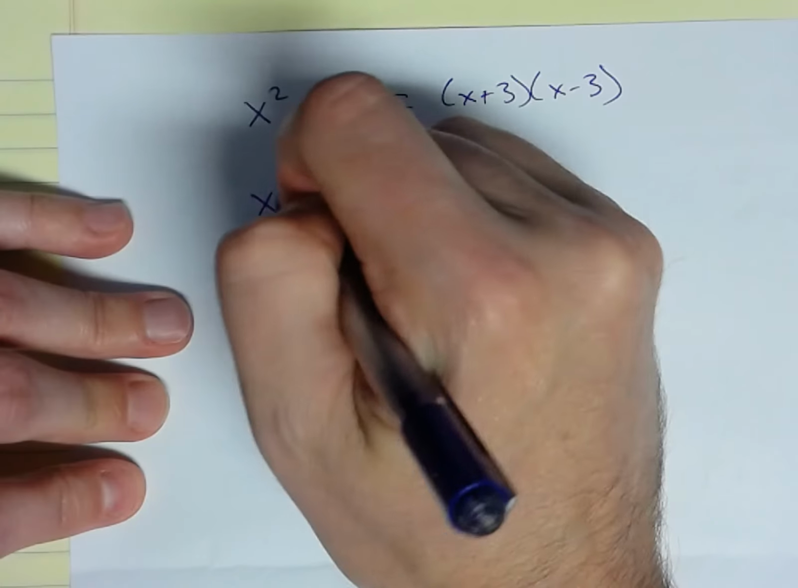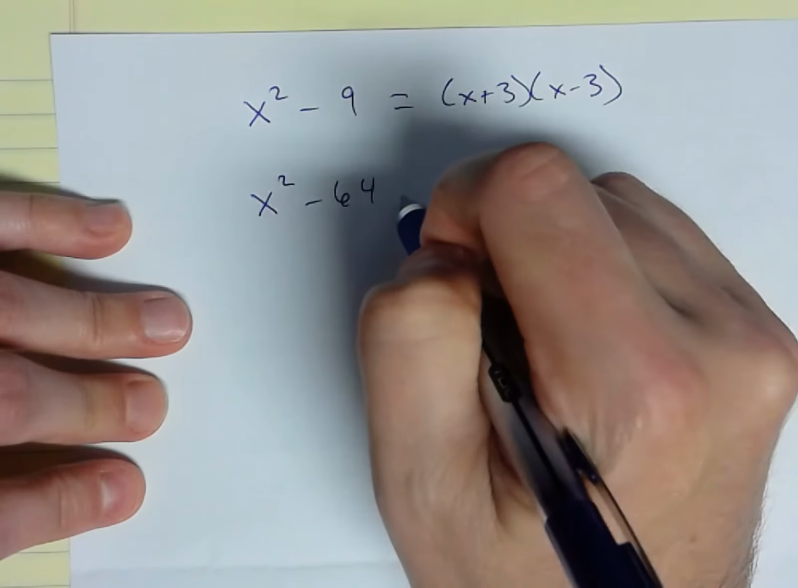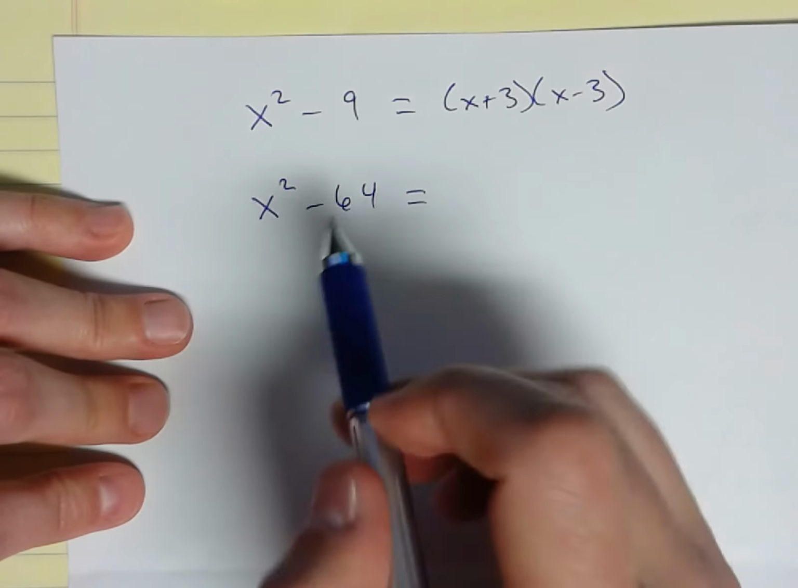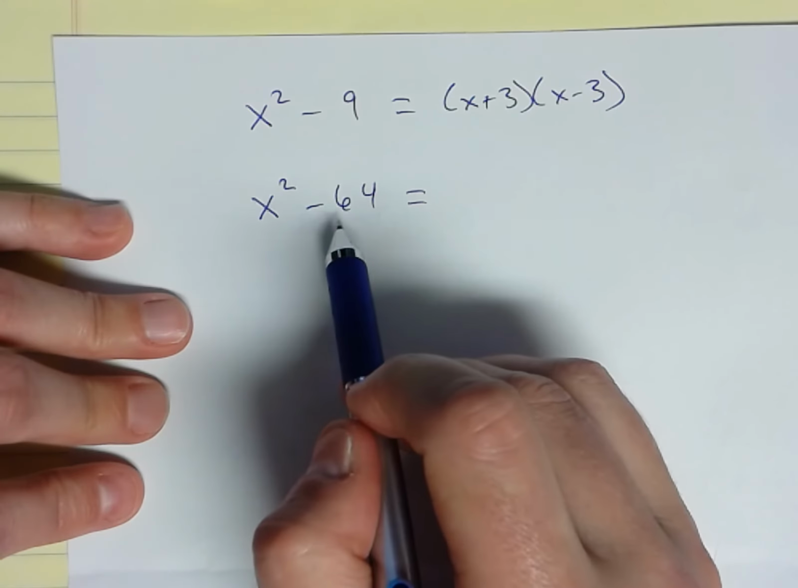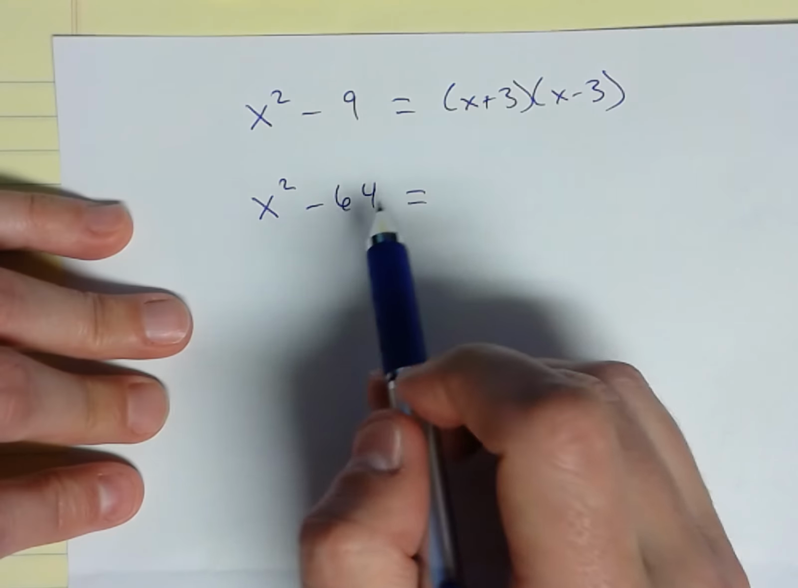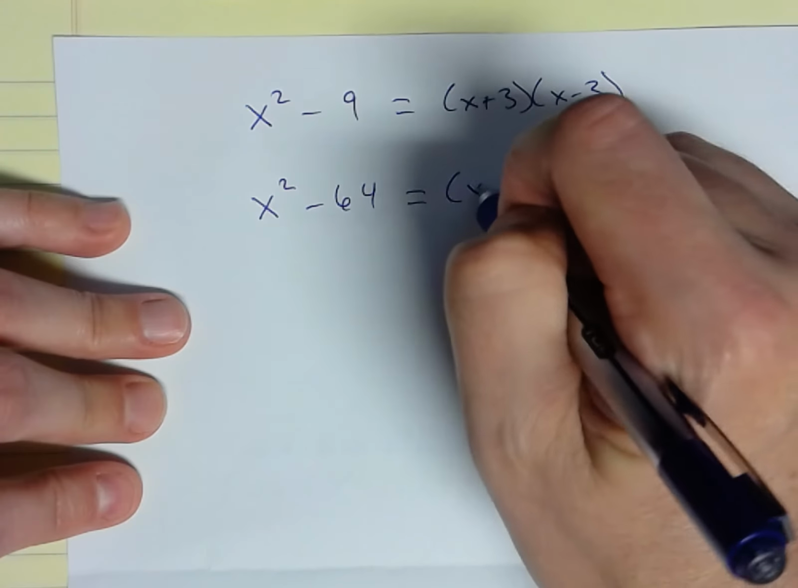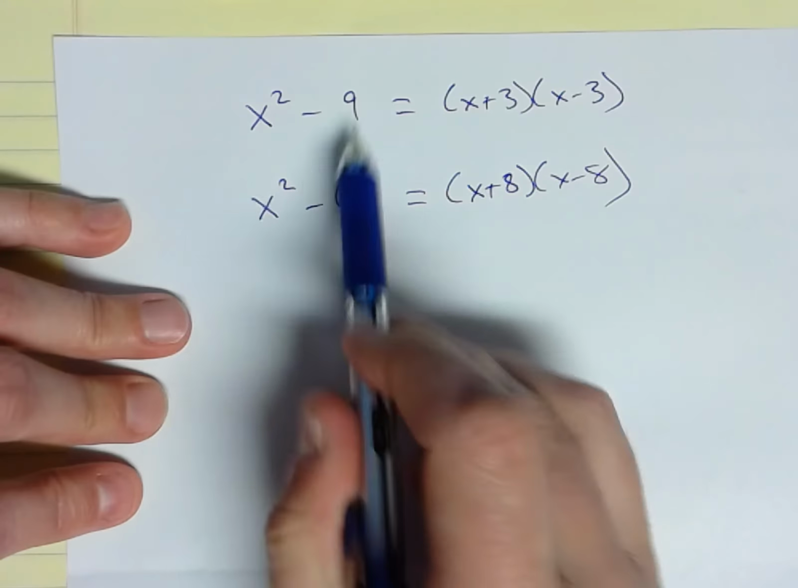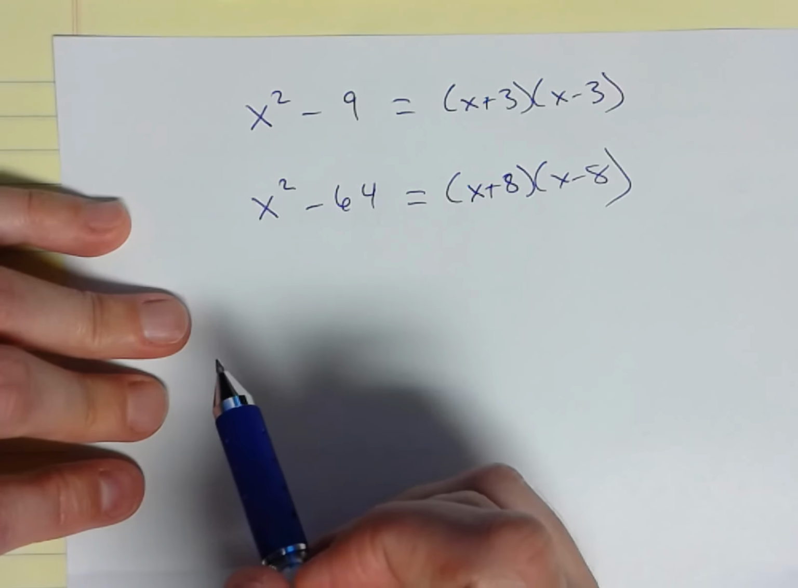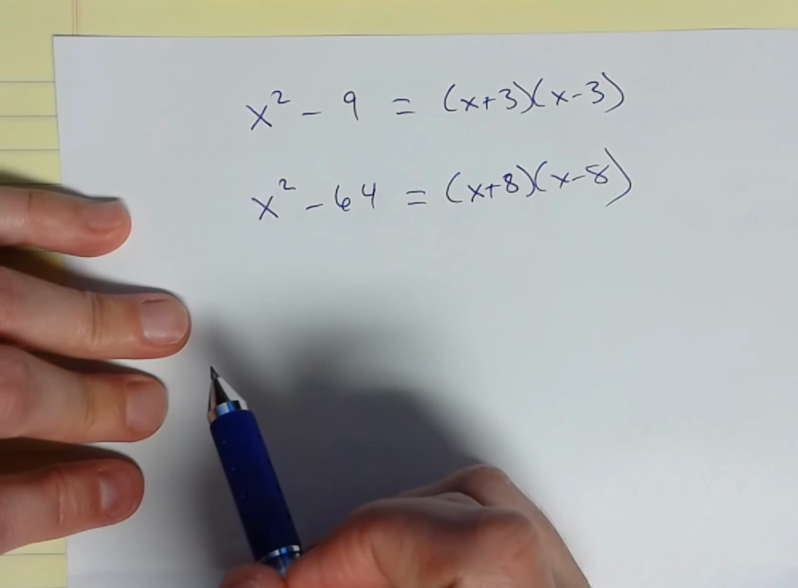Let's try another one. How about x squared minus 64? Two numbers multiply to make negative 64, add to make 0. Well, again, what's the square root of 64? 8. They just have to be opposite in sign. So x plus 8, x minus 8. So if you see something like that, those are really quick, pretty painless to factor.